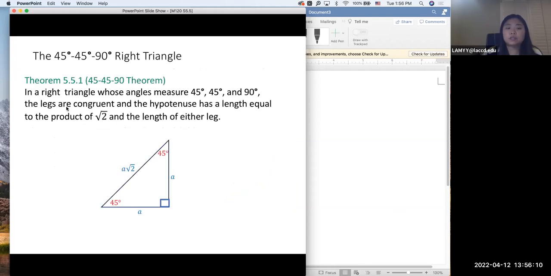Now let's look at the theorem. Theorem 5.5.1: in right triangles whose angle measures are 45 degrees, 45 degrees, and 90 degrees, the legs are congruent. The legs are these two sides. These two sides are congruent, and the hypotenuse has a length equal to the product of the leg and square root of 2. This is assuming A equal to 1.